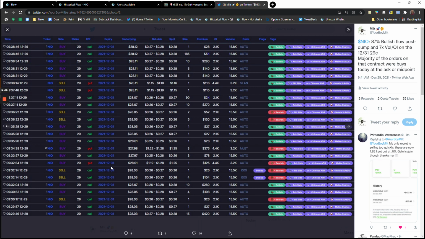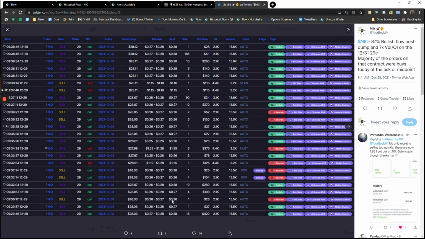Number one, I'm looking to see that it was straight call buys, right? The second thing I'm looking to see is that those call buys are on the ask side, or at least at the midpoint. So when you look at all these orders that came through yesterday in that period between like 9 and 10 o'clock, what do we see?